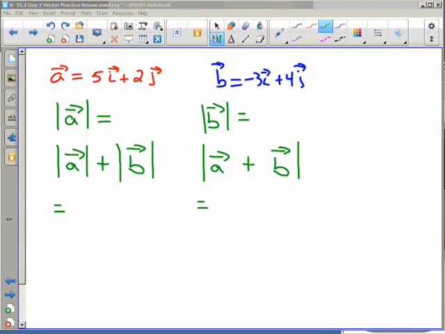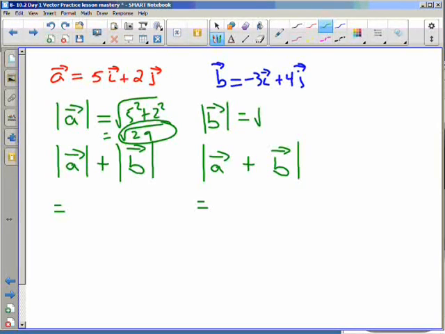If you looked at vector A, the magnitude is just like what you'd think from a Pythagorean triangle. It's simply going to be the square root of 5 squared plus 2 squared, which equals the square root of 29. Okay? And likewise, B is going to be the square root of negative 3 squared, which is a positive 9, plus 16. That's the square root of 25, which happens to be a perfect square.